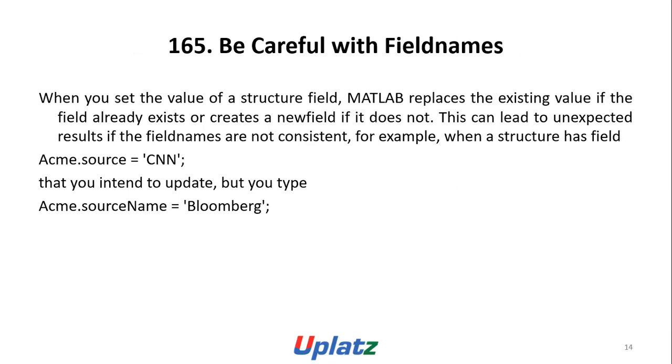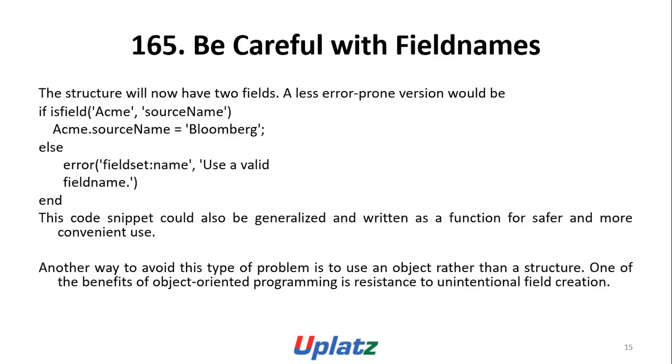When you set the value of a structure field, MATLAB replaces the existing value if the field already exists or creates a new field if it does not. This can lead to unexpected results if the field names are not consistent. For example, in the structure, a field called activeSource has the name CNN that you intend to update, but you type activeSource.name equal to Bloomberg.